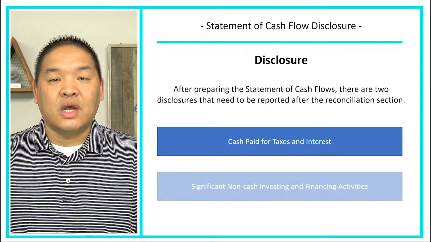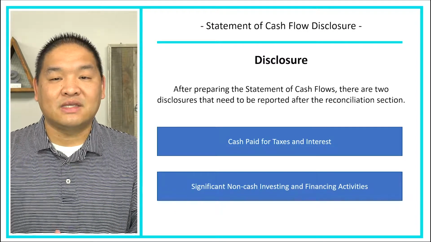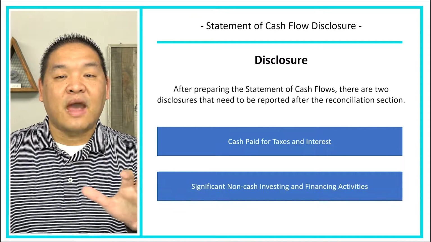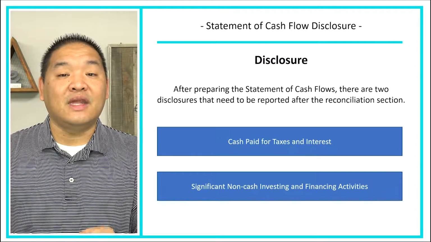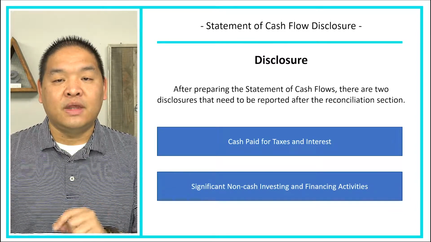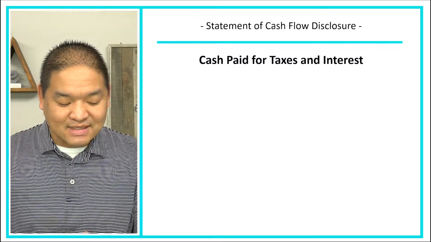The other disclosure that we're going to need to know is significant non-cash investing and financing activities. These are activities that don't necessarily impact cash, but have a big impact on the balance sheet themselves. So let's take a look at each one of them individually and help you understand what we're talking about with these disclosures. The first one here is the cash paid for taxes and interest.